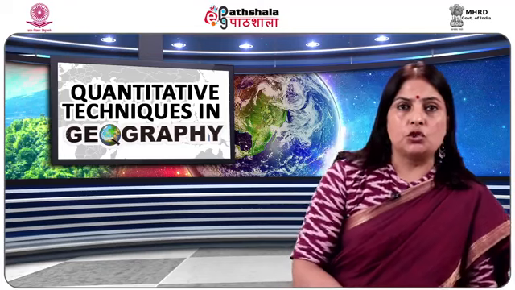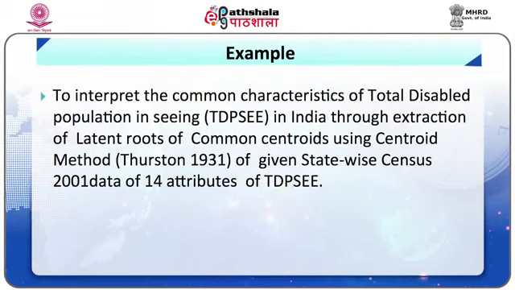Now, I am going to give you an example. We will use the data and discuss the complete factor analysis on the basis of that data. To interpret the common characteristics of the total disabled population in seeing in India, through extraction of the latent root of common centroid using the centroid method given by Thurstone in 1931, of the given state-wise Census 2001 data for 14 attributes.